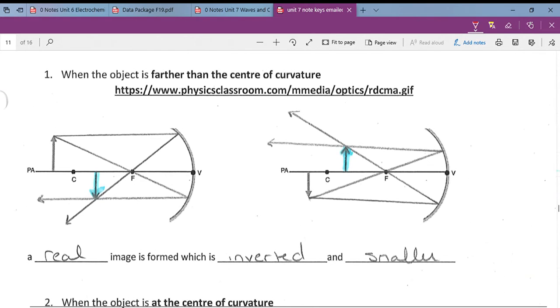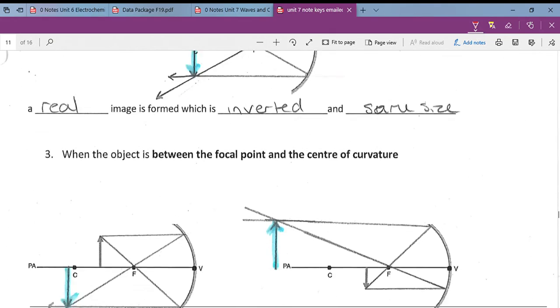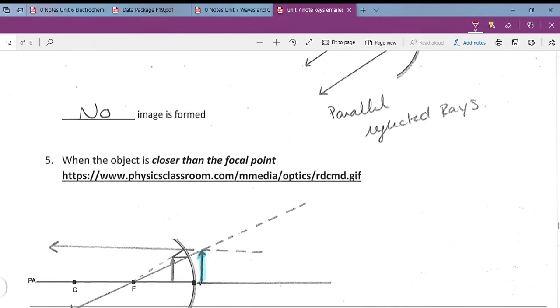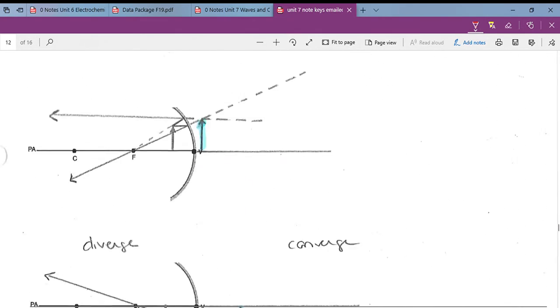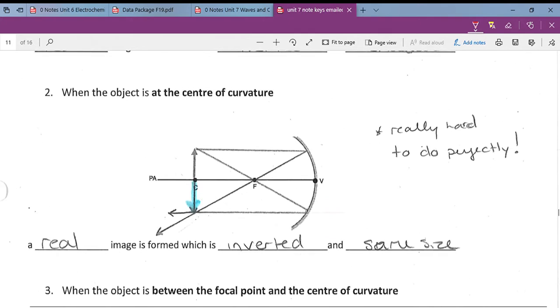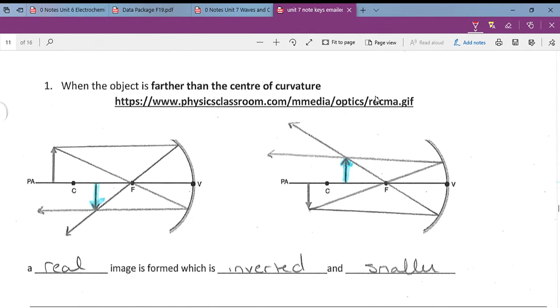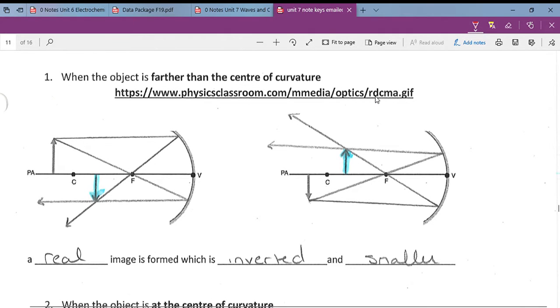So we are going to go through five scenarios with where your object can be placed in relationship to your center of curvature and your focal point. The first one we're going to start with is when your object is farther than the center of curvature.